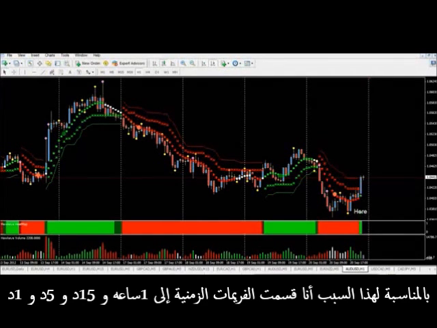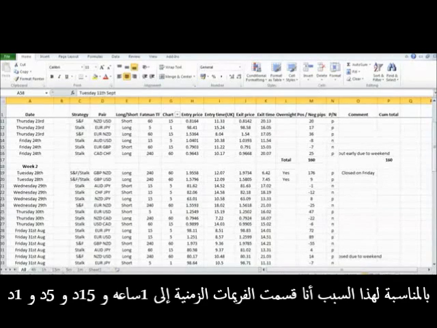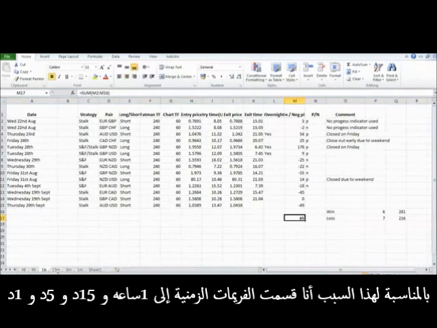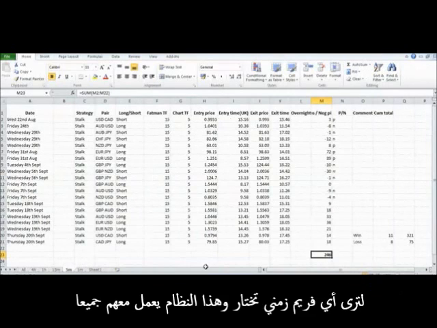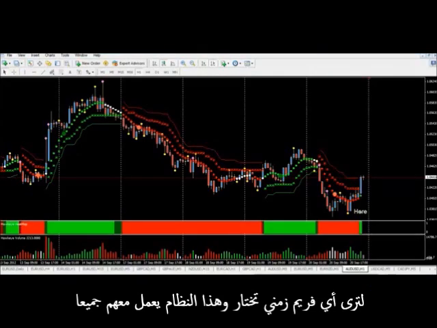That's why, by the way, I split the time frames into 1 hour, 15, 5 and 1 minute, just so that you can see that no matter what time frame you pick, this system really does work in all of them.